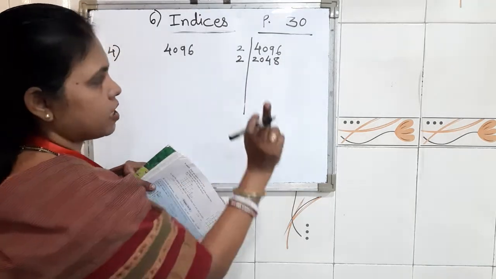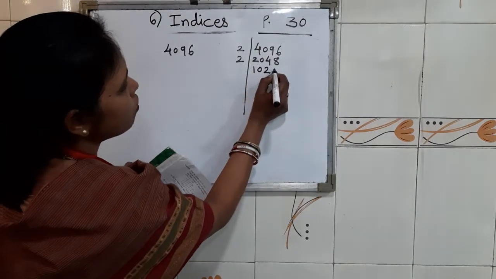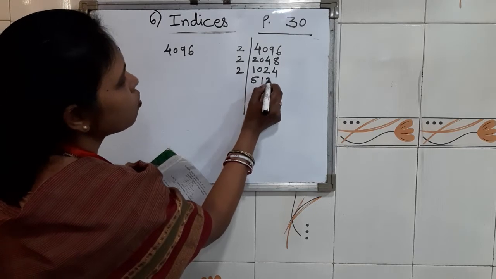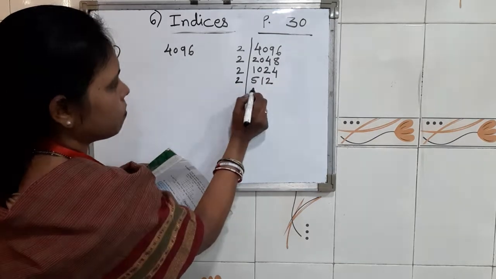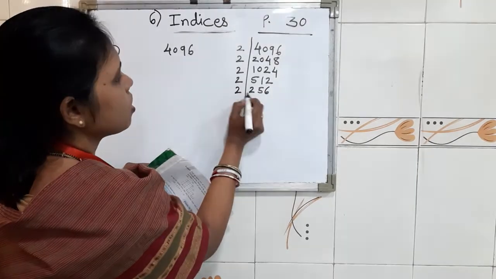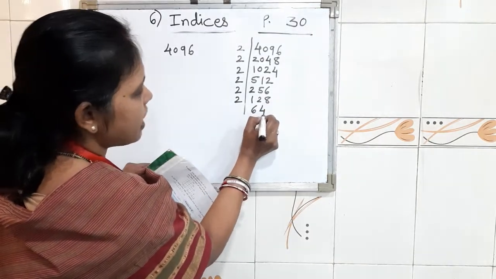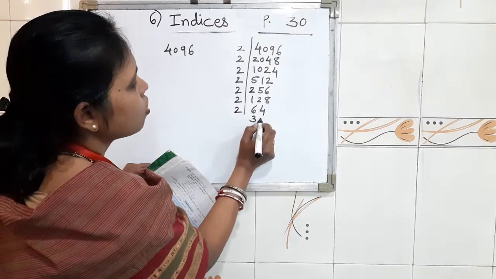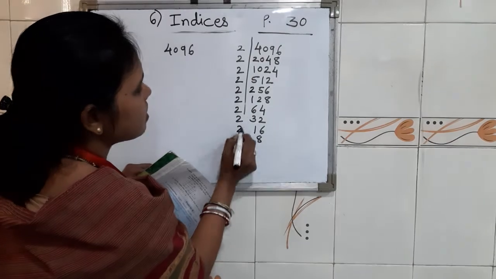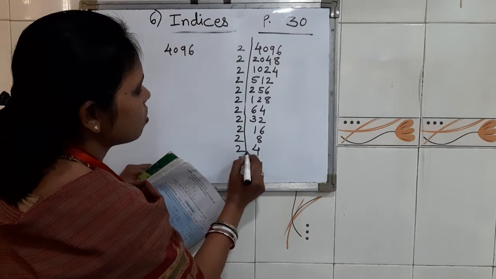Again 8 is there in the unit place. That's why divide with 2. 2 1s are 2, 2 0s are 0, 2 2s are 4, 2 4s are 8. Next 2 5s are 10, 2 1s are 2, 2 2s are 4. Same, 2 2s are 4, 2 5s are 10. Next 2 6s are 12, 2 1s are 2, 2 2s are 4, 2 8s are 16, 2 4s are 8, 2 2s are 4.